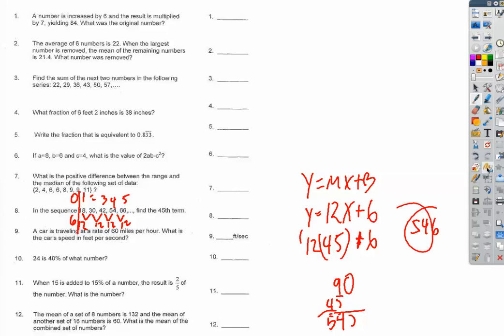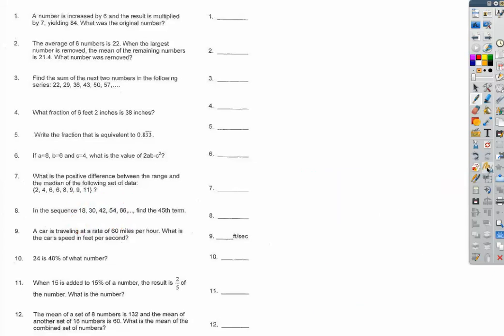Number 9. The car is traveling at a rate of 60 miles per hour. What is the car's speed in feet per second?